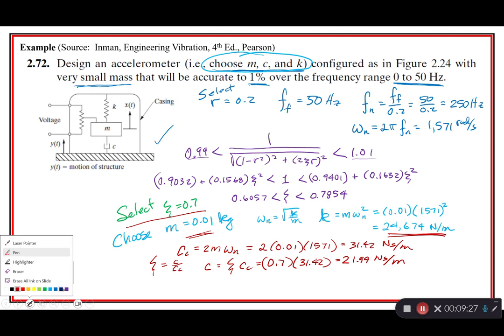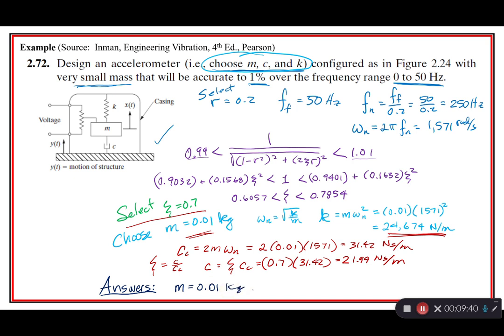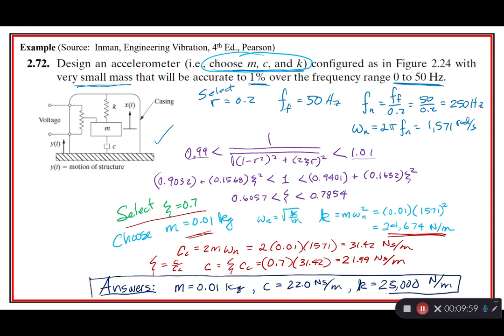So when we come to do our answers, we have m equal to 0.01 kilograms. We have a C equal to 22 newton seconds per meter. And then we have a k. Might as well make it 25,000 because that sounds way better than the 3 sig figs. So boom, we have a design of an accelerometer that's going to fit into our requirements.